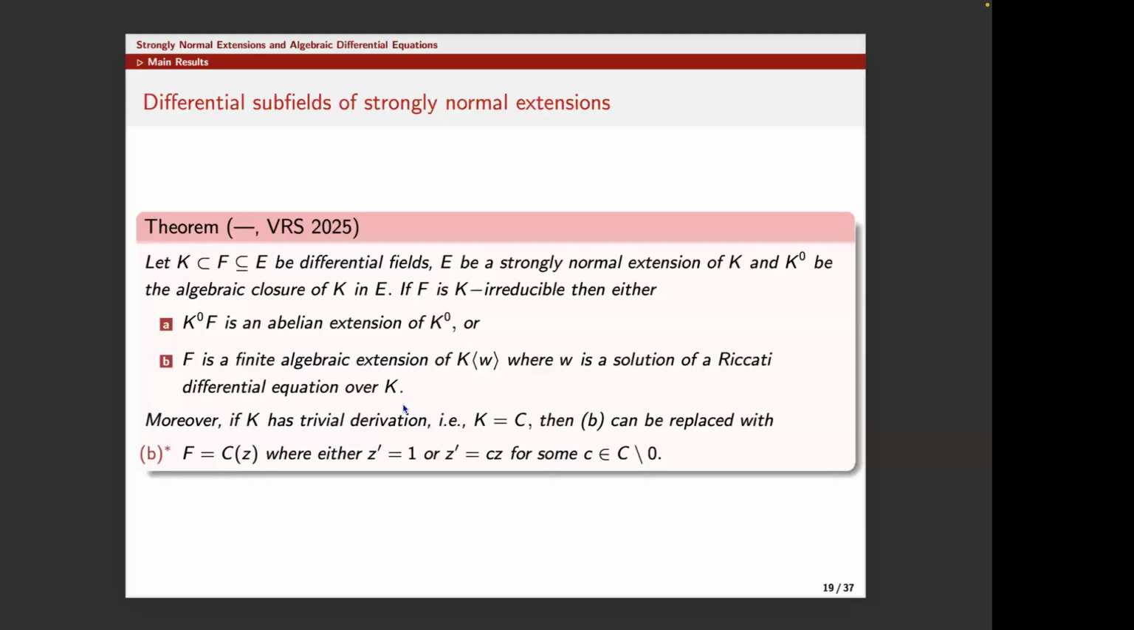And if K has trivial derivation, that is K equal to C, then this can be replaced with a sharper statement, which is F equal to C(z), where either z prime equals 1 or z prime equals cz for some non-zero c in C.